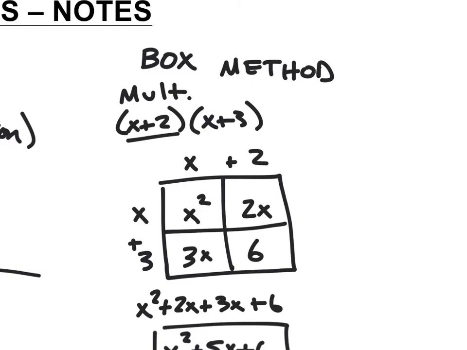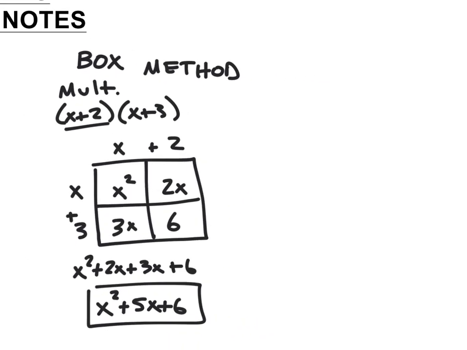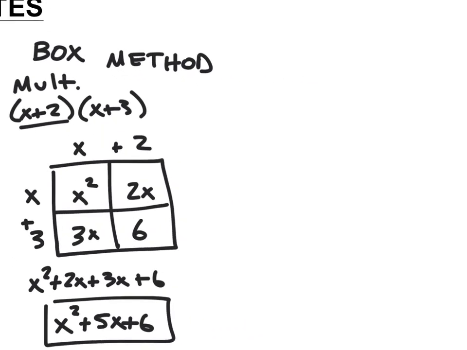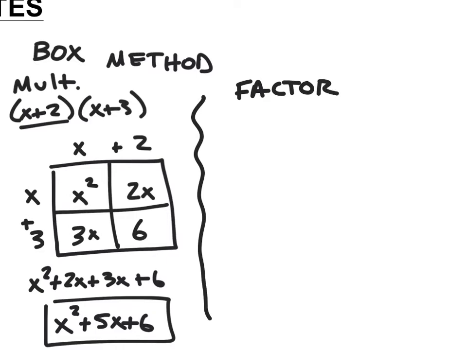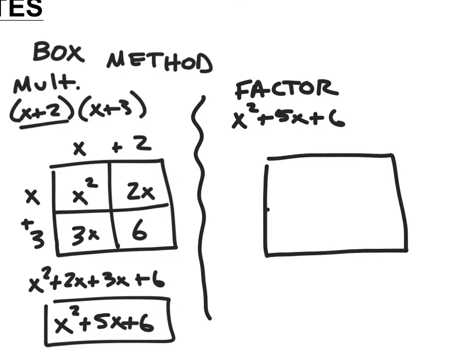Now, I'm showing you that because the next part here we want to factor. So let me factor this, okay? We want to factor x squared plus 5x plus 6. Now, I'm going to use the box method to do this, okay? And it's kind of nice to have these side by side to help see why I'm doing this.